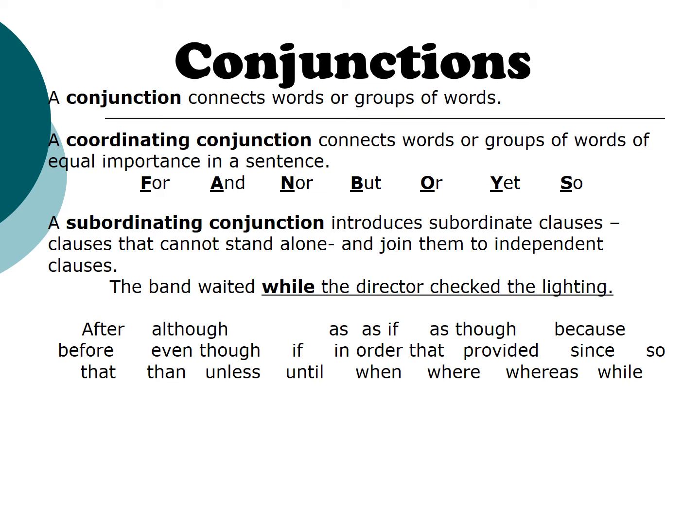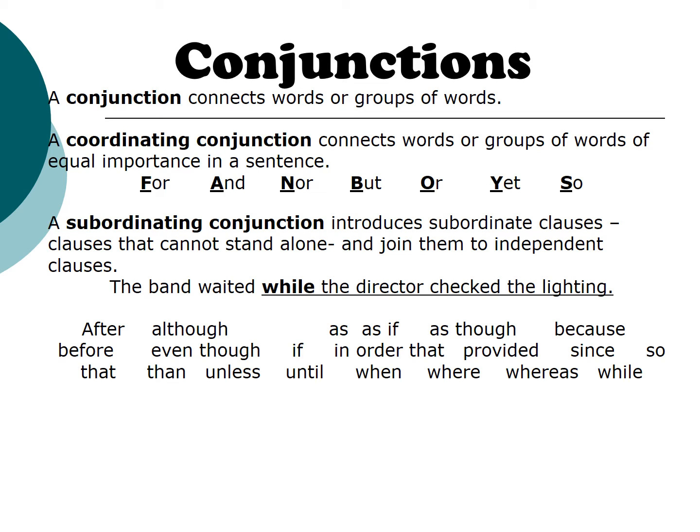The second type of conjunction is a subordinating conjunction. It introduces subordinate clauses that cannot stand alone and joins them to an independent clause. For example, the band waited. Can it stand alone? No, it needs a subordinating conjunction or subordinate clause. So, while the director checking the lighting.